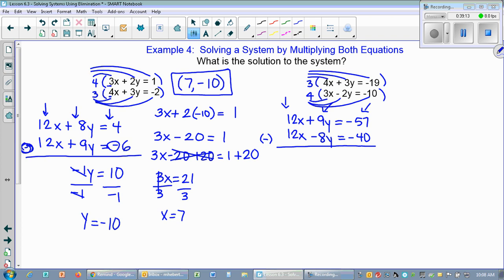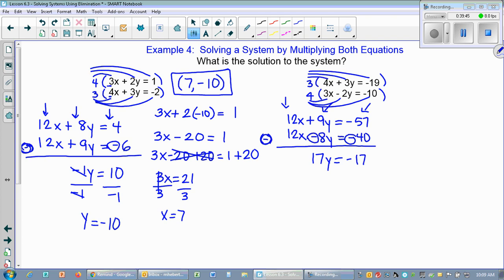So we'll do 12x minus 12x, and we'll get 0. We've got 9 minus negative 8. Remember that minus minus makes a positive. So now that would make 9 plus 8, which is 17y. Then we're going to do negative 57 minus minus. Again, a minus minus makes a, that's right, a positive. So that's negative 57 plus 40, which equals a negative 17.